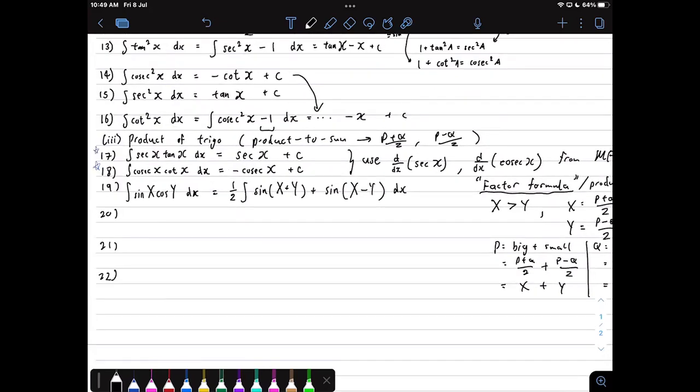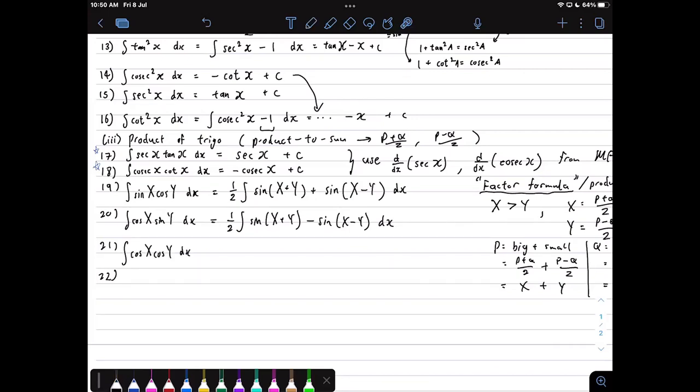Moving on, number 20, we're going to integrate cos x sine y dx. This one, or number 19 to 22, you can just use the formula list. It will be the integral of sine of x plus y minus sine of x minus y dx. Next one, it will be cosine x times cosine y dx.